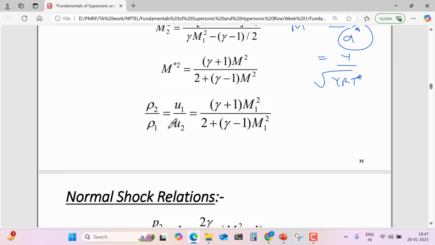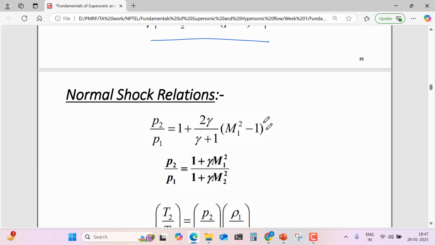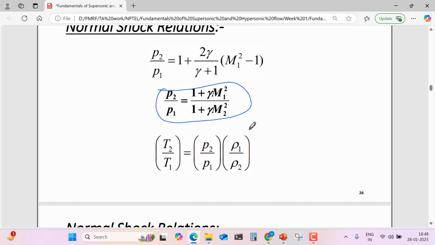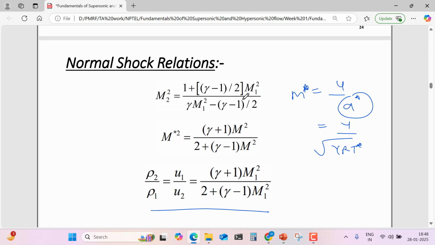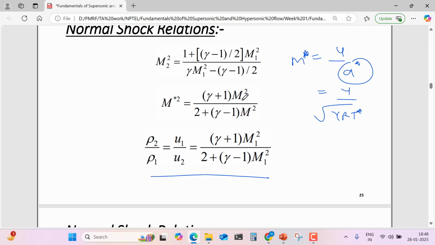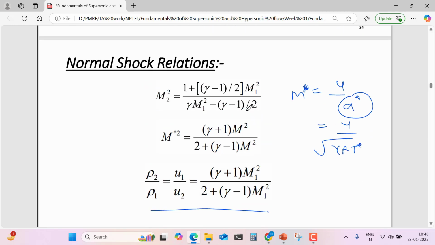And rho 2 by rho 1 equal to u2 by u1, and we will get (gamma plus 1) M1 square upon 2 plus (gamma minus 1) M1 square, and p2 by p1 equal to 1 plus 2 gamma upon (gamma plus 1) times (M1 square minus 1). Similarly, there is one more relation for p2 by p1, and T2 by T1 we can find using the equation of state. So how to derive all these relations, you can read in the book Compressible Flow by Anderson or some other book which is comfortable for you. You can find these in any compressible flow book.